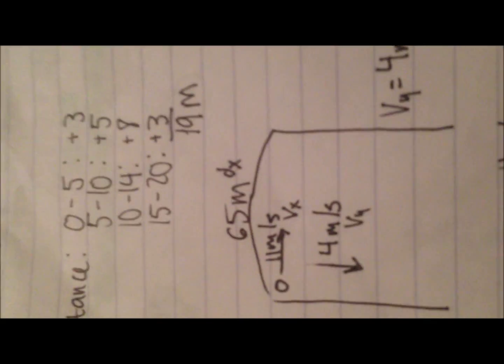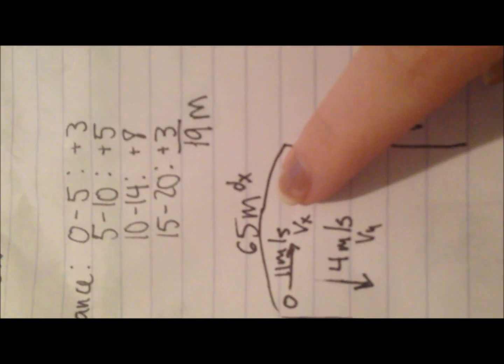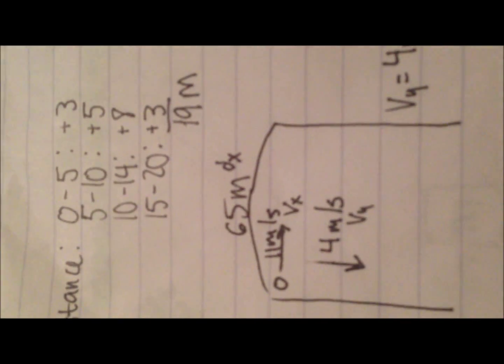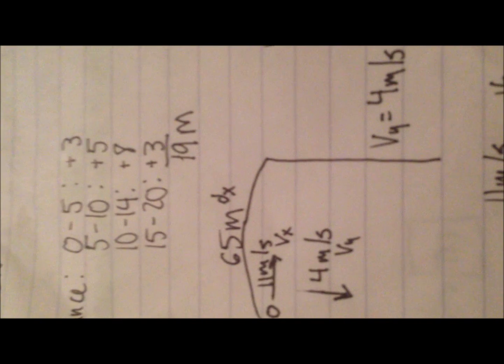Number 12. Pete the rubber ducky is moving across a 65-meter wide stream at 11 meters per second that has a downstream current of 4 meters per second. How long does Pete take to reach the other side? How far downstream will Pete end up? What is the velocity of Pete with regards to the shore?